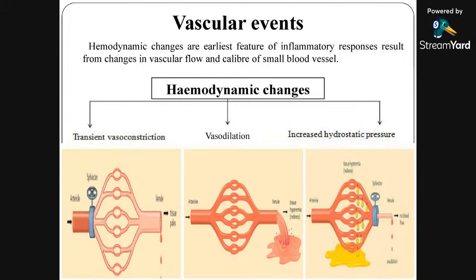Local hydrostatic pressure: increased blood volume in turn elevates hydrostatic pressure, the pressure exerted by the fluid against the wall of the blood vessel. This pressure results in transudation of fluid into the extracellular space, which is responsible for swelling at the affected area.